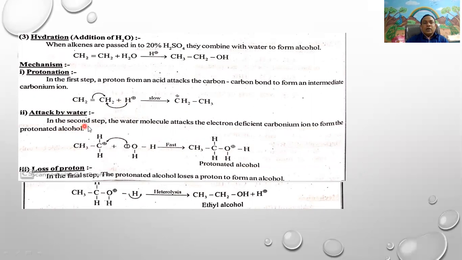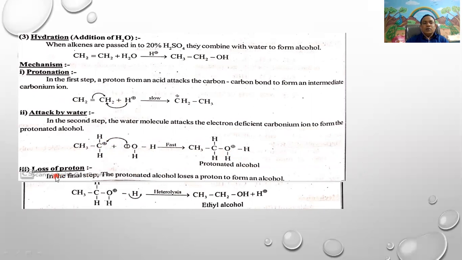Then, attack by water. In the second step, the water molecule attacks the electron-deficient carbonium ion to form protonated alcohol. Due to the lone pair of electrons on the oxygen of water, it attacks the carbocation to form the protonated alcohol.